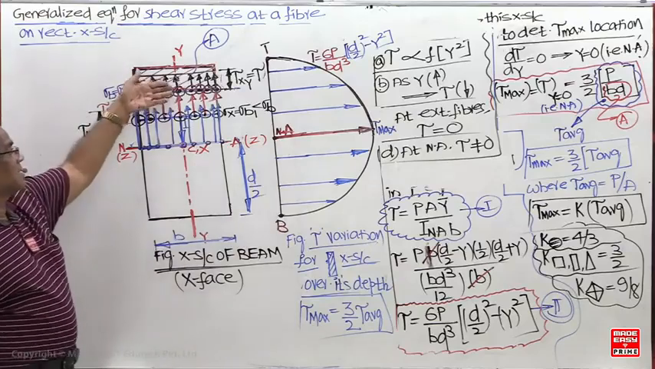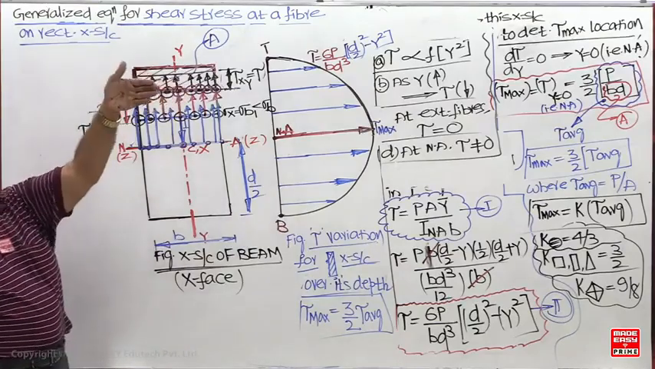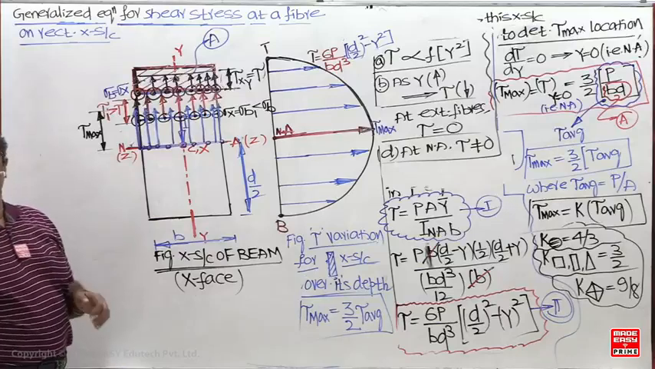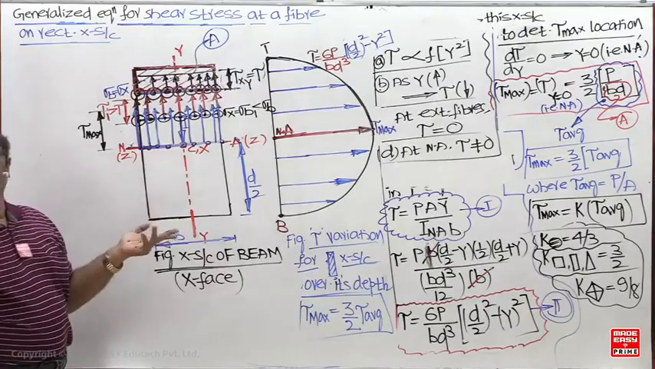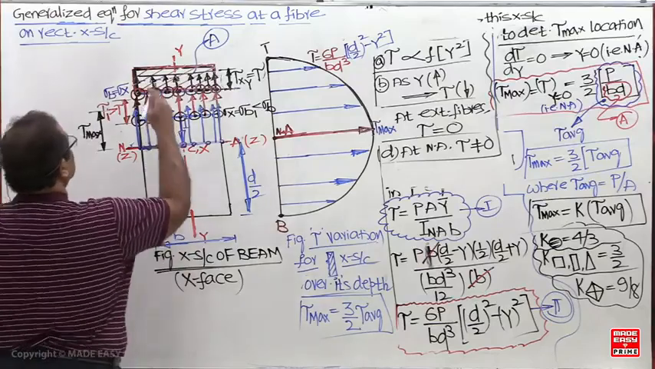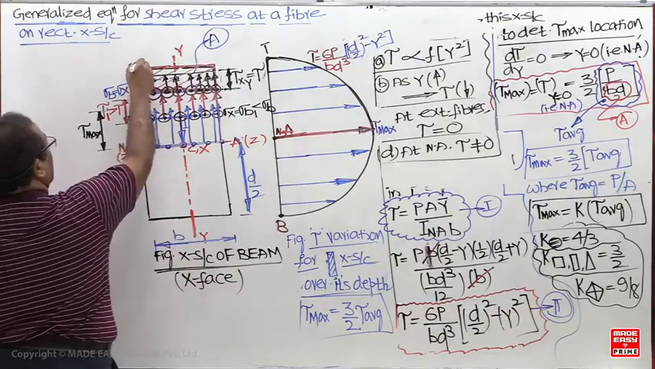But what about the bending stress? Bending stress will give only direction. We cannot get the magnitude. So here bending stress is going to be maximum.